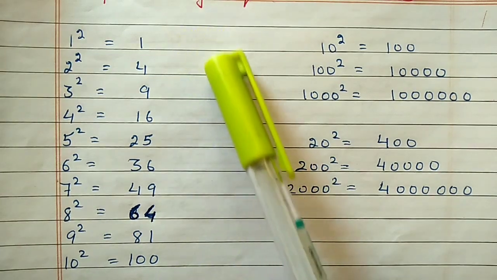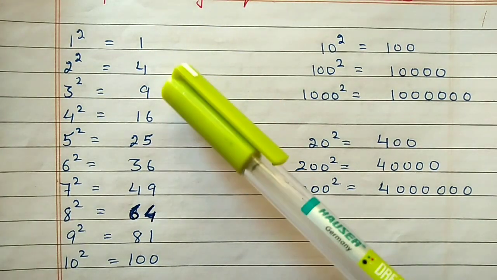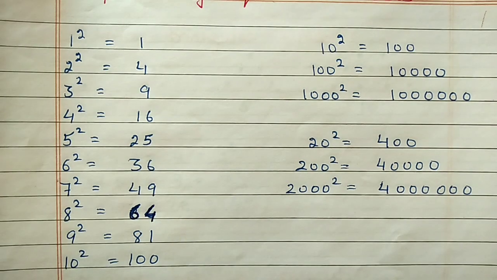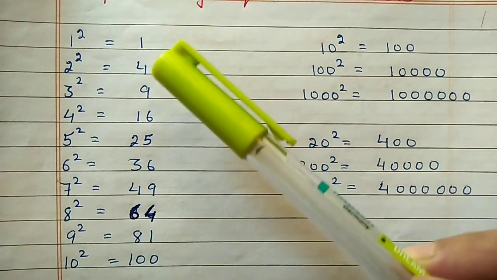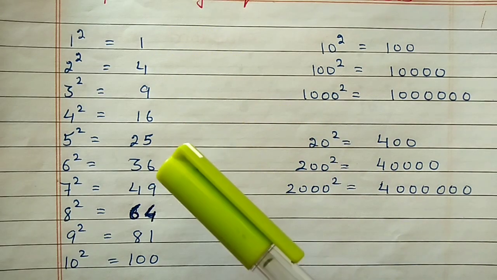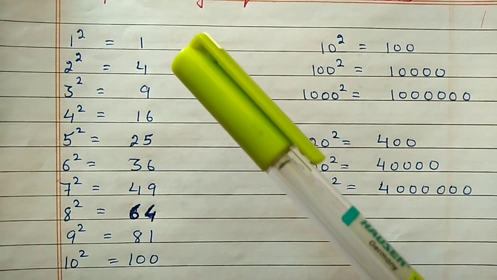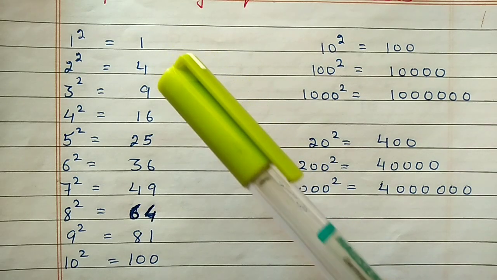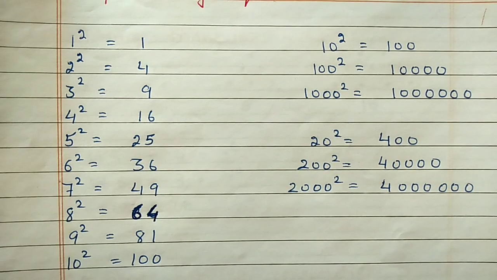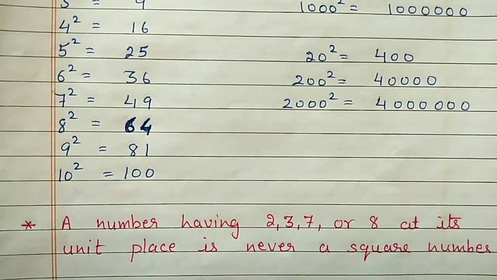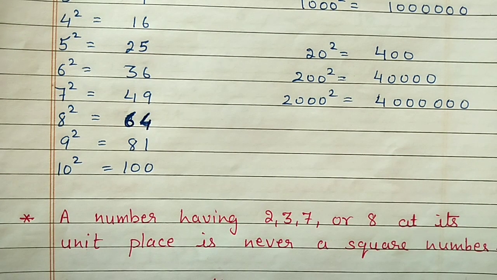So if you observe these square numbers carefully, these 1, 4, 9, 16, 25, these are square numbers. And if we observe them carefully, we will get a few results. First thing, see the unit place. The unit places are 1, 4, 9, 6, 5, 6, 9, 4, 1, 0. We are not getting 2, 3, and we are not getting 7, 8 also. So what result are we getting here? A number having 2, 3, 7 or 8 at the unit place is never a square number.